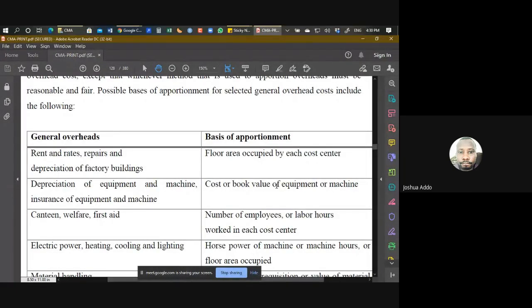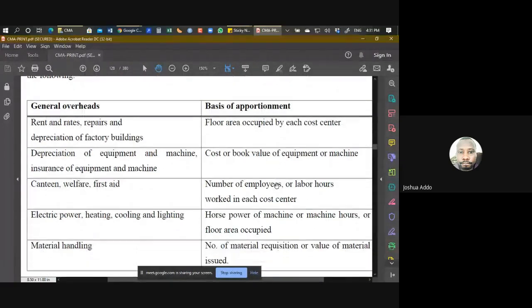So if you have a bigger factory building, or if your factory is occupying a bigger space, that means your structure is big. Then we can use floor area as the basis of sharing depreciation of factory building and repairs on factory building. That's the logic, very similar to rent and rates. Depreciation of equipment, not buildings, equipment and machine. And also insurance of equipment and machine.